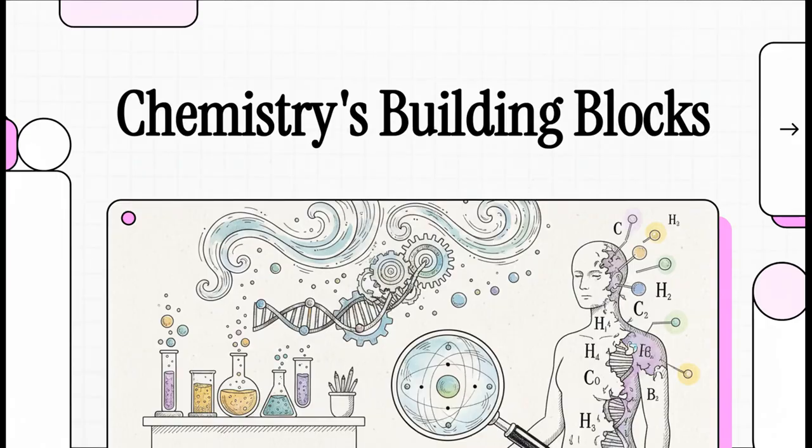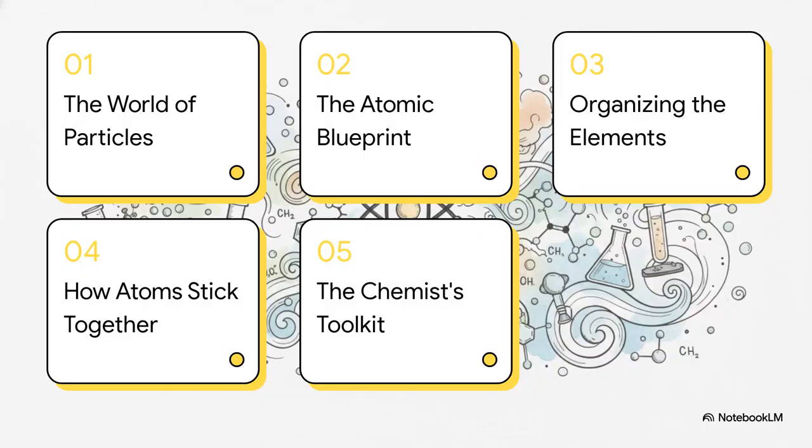Let's get right into it. So here's the game plan. We're going to start super small with a world of tiny particles. Then we'll zoom in on the atomic blueprint itself. After that, we'll see how all those atoms get organized. Then comes the fun part, how they all stick together to make stuff. And finally, we'll look at the tools chemists use to take it all apart again.